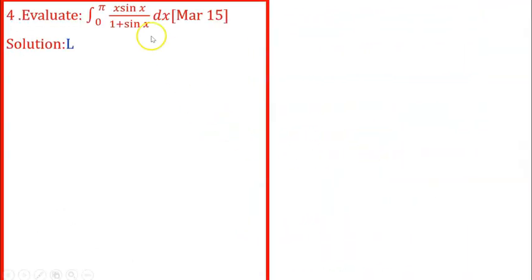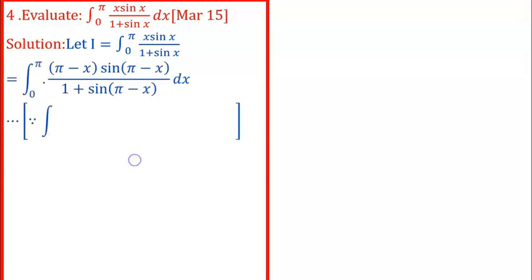Now next, evaluate the integral from 0 to pi of x sin x upon 1 plus sin x dx. This question was asked in the March 15 examination. Let I equal the integral from 0 to pi of x sin x upon 1 plus sin x, and here we will apply the property: integral from 0 to a of f of x dx is equal to integral from 0 to a of f of a minus x dx. Means x is replaced by a minus x, and here we will replace x by pi minus x.